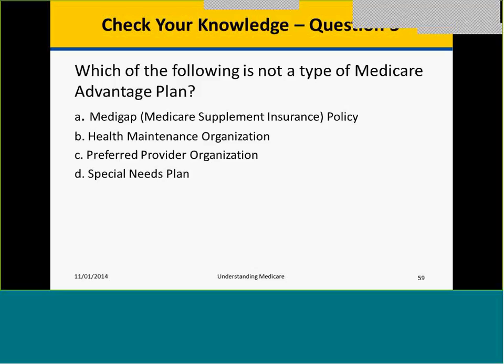So we have a knowledge check. Which of the following is not a type of Medicare Advantage plan?